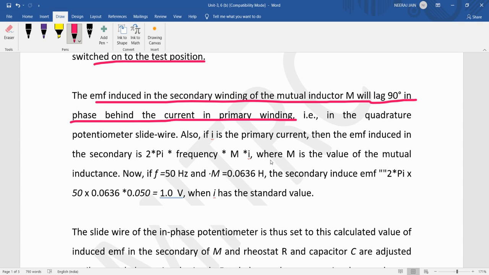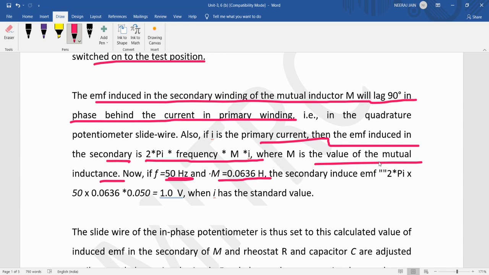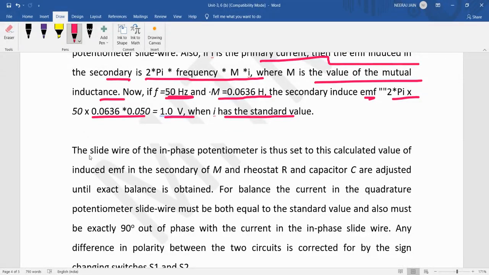If I is the primary current, then the EMF induced in the secondary will be 2 pi frequency M I, where pi is equal to 3.14 and M is the value of the mutual inductance. If F is equal to 50 Hz and M is equal to 0.063 Henry, the secondary induced EMF will be calculated. That is about 1 volt when I has the standard value of 50 milliampere. So the secondary voltage is 1 volt.